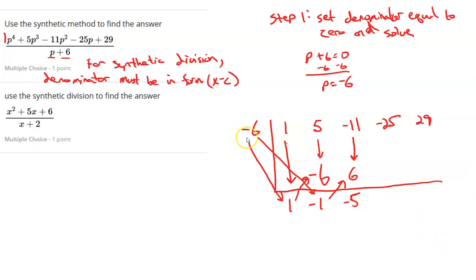All right, so negative 6 times negative 5 is positive 30 right there. So I have negative 25 and 30. Add those together, I get 5. And then at the end, I have negative 6 times 5 is negative 30 when I multiply those two, and then I go down to add. And then 29 and negative 30 is negative 1.